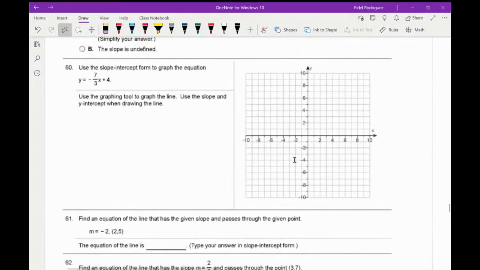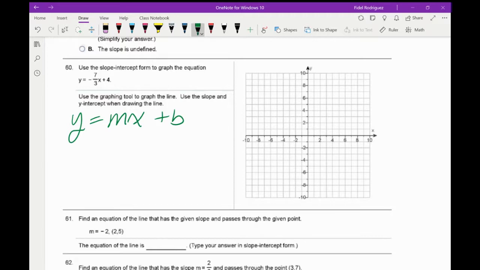Okay, so let's take a look at number 60 here. Number 60 says we're going to use the slope intercept form to graph the equation. Okay, I'm glad you asked this question. I think this is a really great question. And I'm hoping that after we go through something like 60, some of the other problems seem a little bit better.